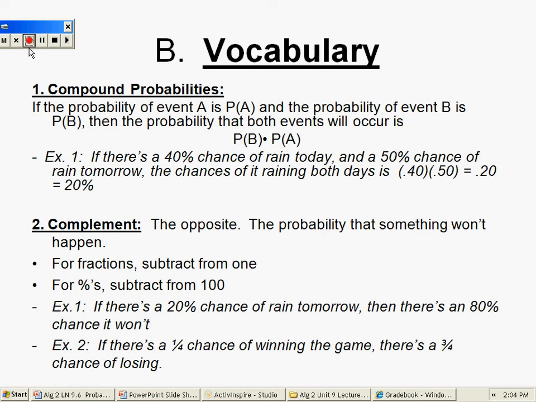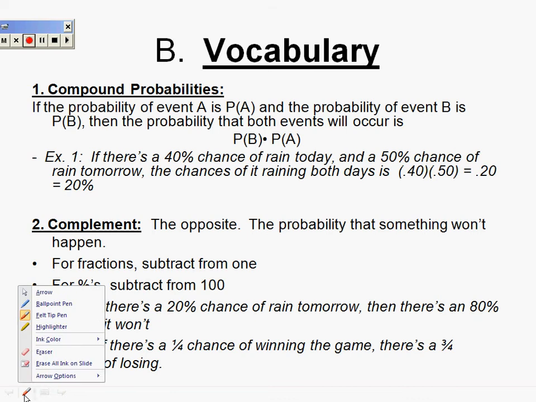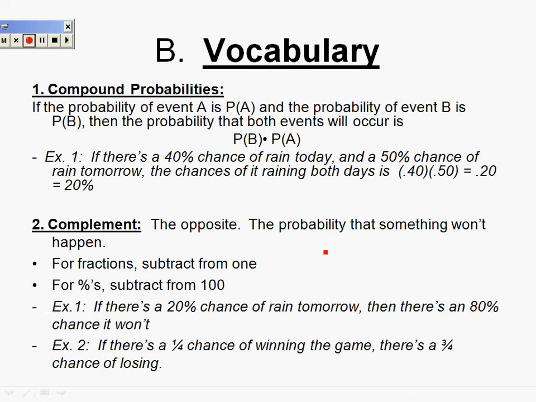Well, let's take a look at example 2. If there's a 1 in 4 chance of winning a game, what's the complement of that? 3/4. How do you do that? Well, the rule up here is for fractions, to find the complement, you just subtract it from 1. Now that's a little bit harder to do. Like, what's 1 minus 1/4? So I'll give you guys a little bit easier way to find a complement than that. It's more like a trick, really.